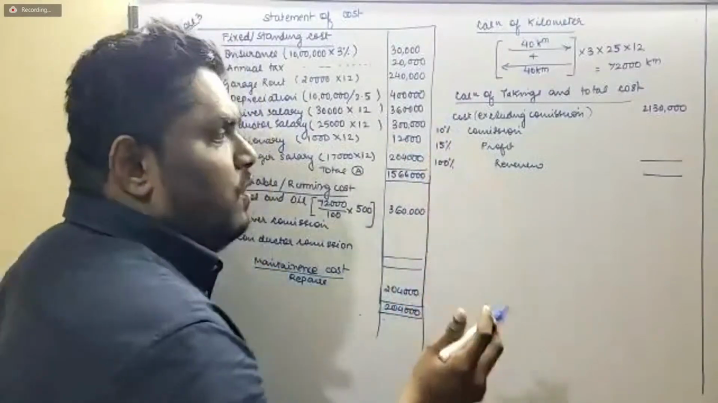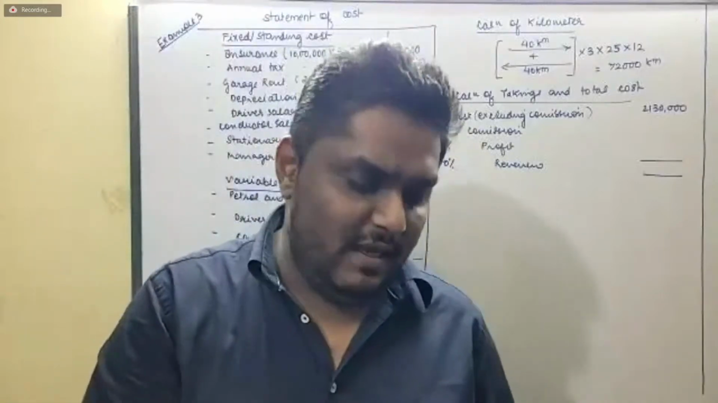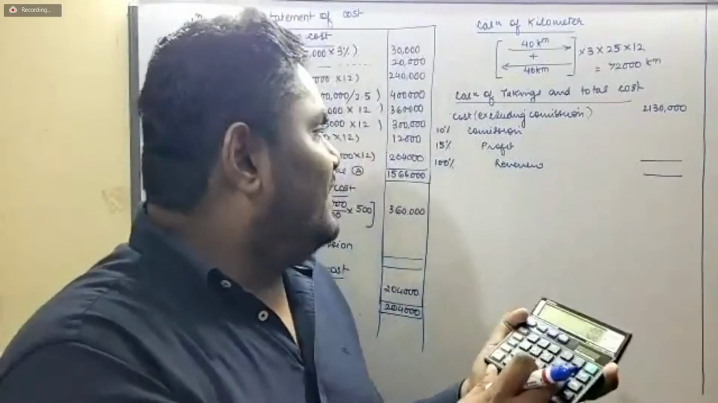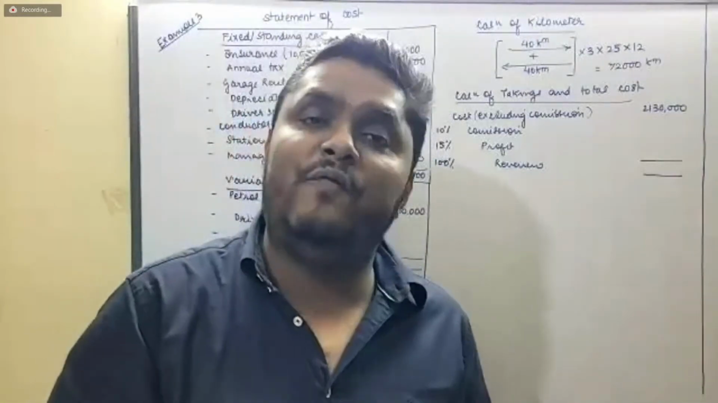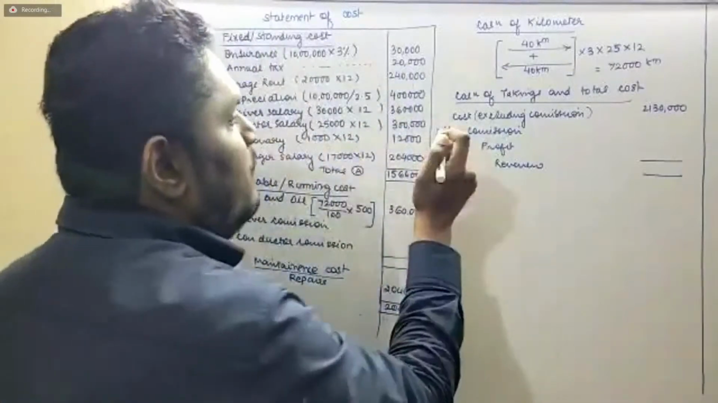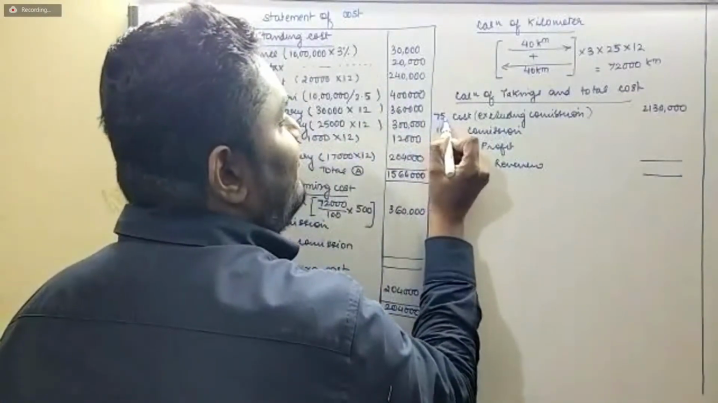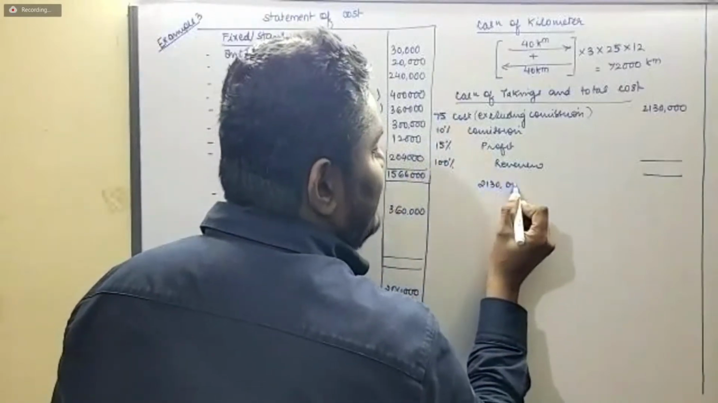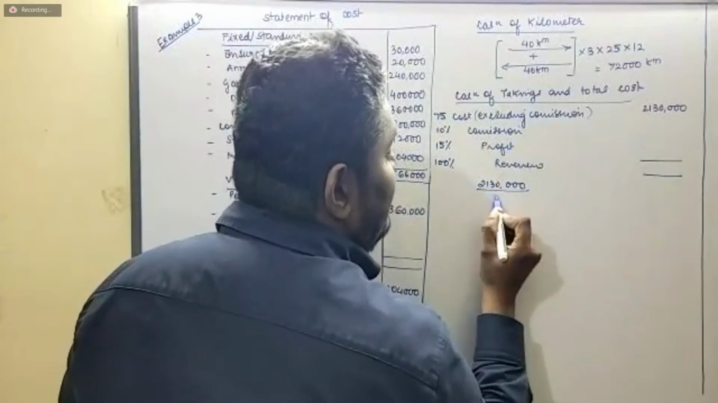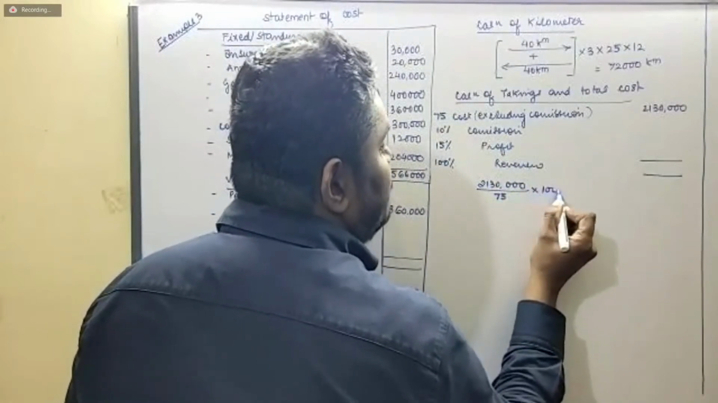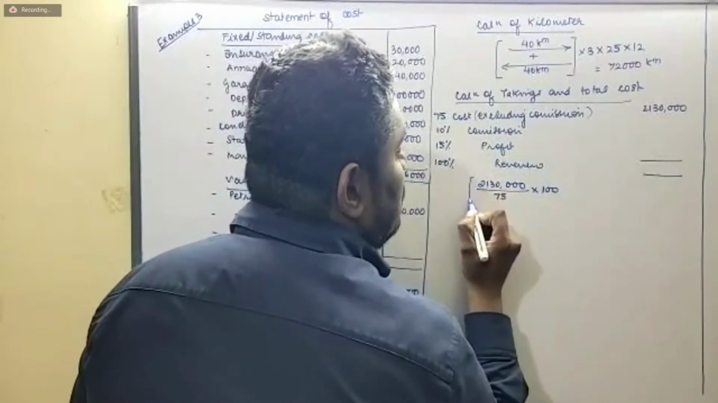So how much will be the cost? I repeat again, of this 100 takings or revenue, 15% is the profit and 10% is my commission. So how much will be the cost? 75%. So this 21,30,000, that is the cost excluding commission, is 75% of the total revenue. So how much will be the total revenue?